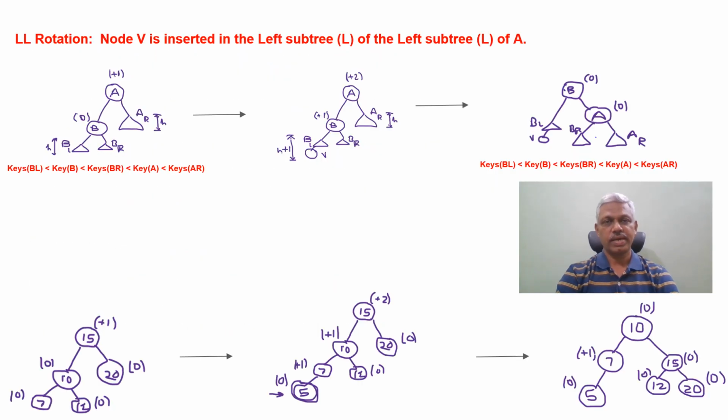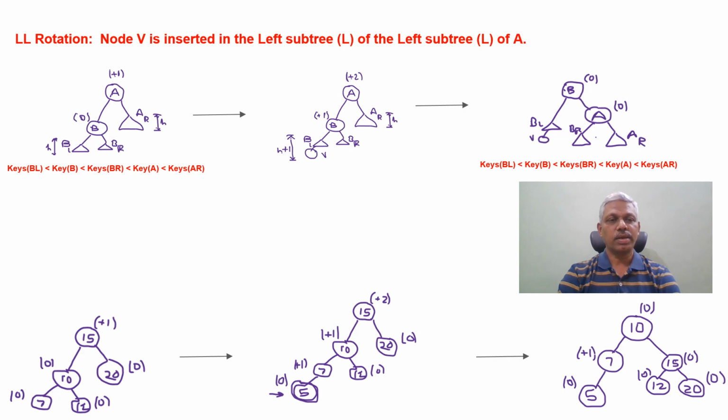Now we see the first scenario, LL rotation, where node V is inserted in the left subtree of A. If you look at the leftmost tree scenario, vertex A has balance factor +1. B is a vertex which is the left child of A, and for B there are two subtrees, the left subtree BL and the right subtree BR. Let us assume the heights of the left and right subtrees of B as H. Let H be the height. And the height of AR, the right subtree of A, is also taken as H.